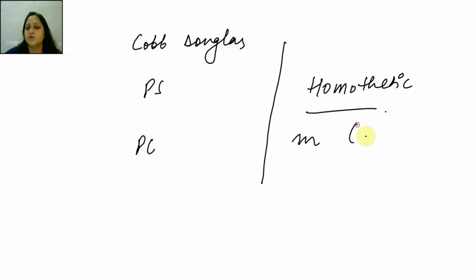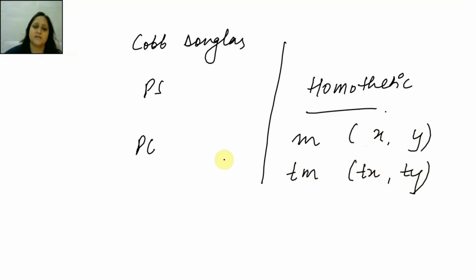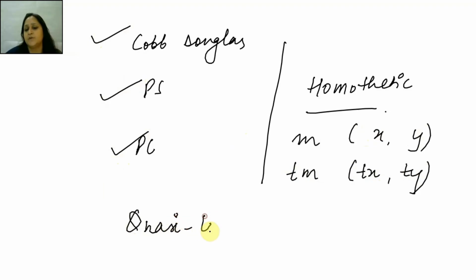If at a certain income you're consuming a combination of X and Y, when you increase the income by T, then the consumption of X and Y will also increase by T. It is true for Cobb-Douglases, it is true for perfect substitutes, it is true for perfect complements. It is, however, not true for quasi-linear. So if I ask you to give me an example of a utility function which is non-homothetic, you should make a function which is quasi-linear.